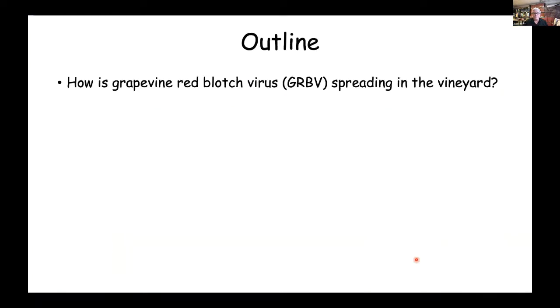So the first question is, how is red blotch spreading in the vineyard? We know that red blotch can spread in certain vineyards. It does not spread in other vineyards. But what do we know in terms of the spread in space and in time, and what have we learned? So up front, I have to tell you that on the East Coast of the US, although red blotch is widespread, it does not move from a diseased vine to a healthy vine, and it does not move from vineyard to vineyard.